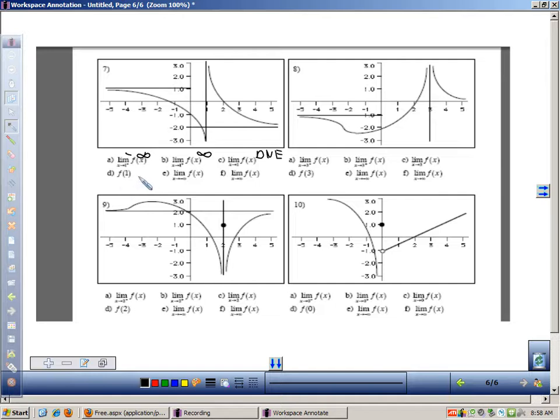What is the function value at 1? Does f have a value at 1? No, does not exist. As x approaches negative infinity, as we go further and further this way, what does the function get close to? 1. It gets close to our horizontal asymptote. And as x approaches positive infinity, negative 2. So those are our limits for this function.